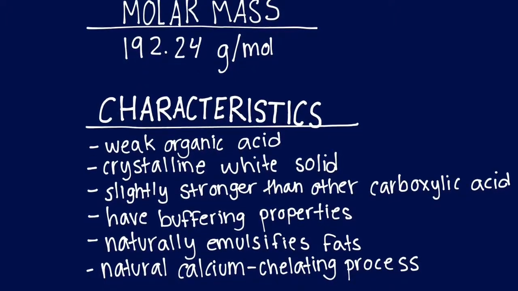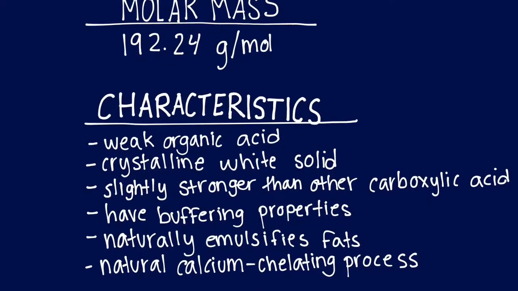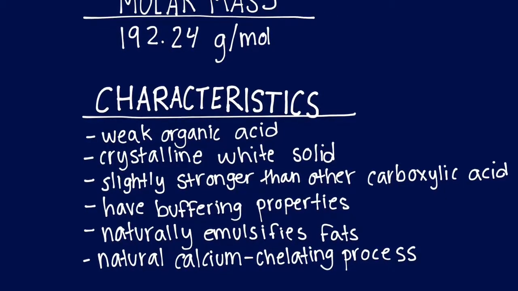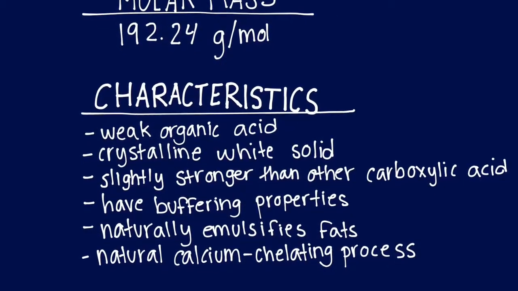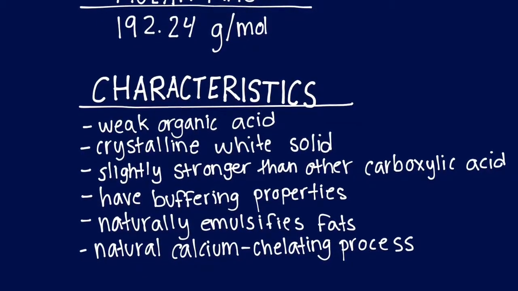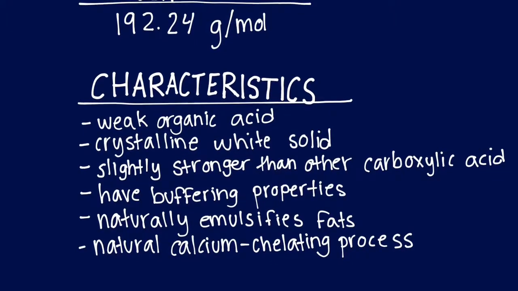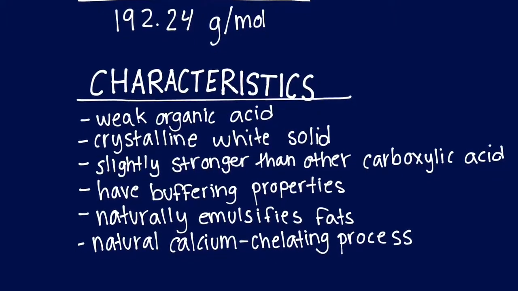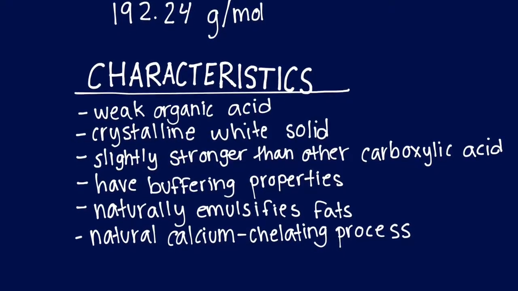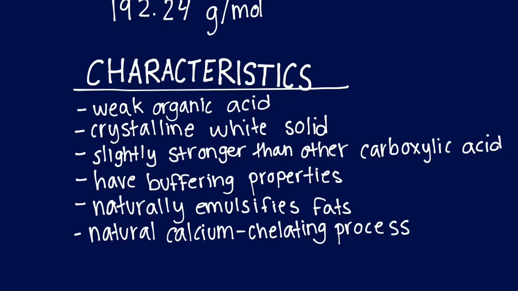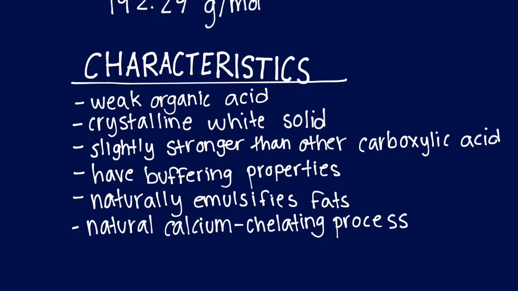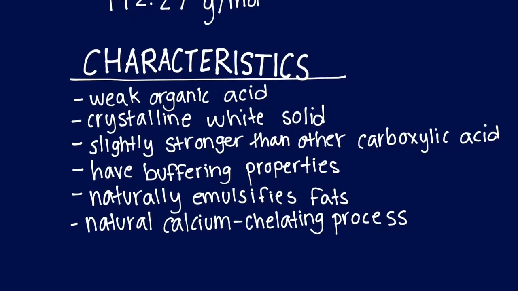As you can probably guess by now, citric acid is a weak acid. It comes in crystalline white solid structures, and it is stronger than other carboxylic acids. It also has buffering properties because it can absorb hydrogen ions without changing the pH. It emulsifies fats like the agents that keep oil and peanut butter mixed together. Citrates, the salts of citric acid, have natural calcium chelating properties which help to prevent clots. This means that they are able to bind excess calcium in your blood and remove it from your body.